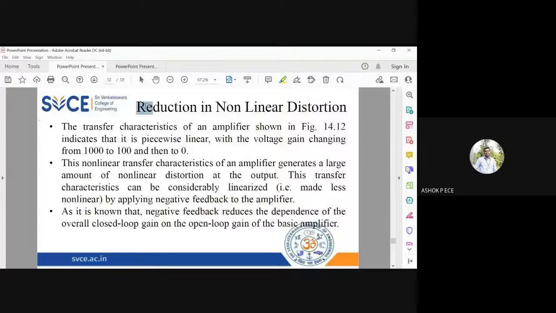Next property is reduction in nonlinear distortion. So this is because of the internally happening thing. Distortion comes because of non-linearity, and non-linearity is because of the operating region of your amplifier. When your amplifier is not perfectly biased at its operating point or Q point, it will not be linear. So whatever input, it will be completely changed in your output.